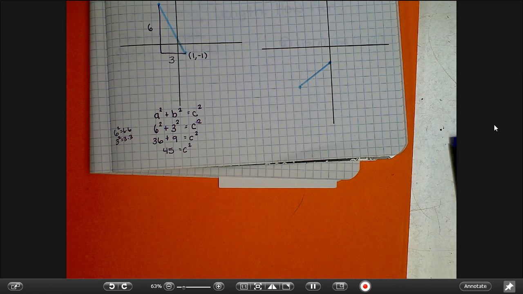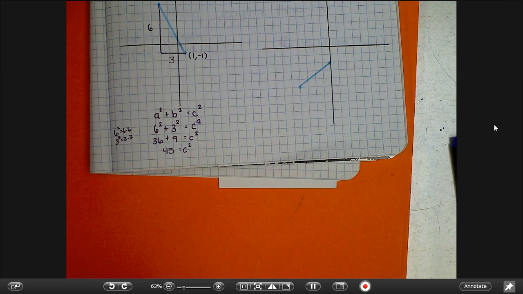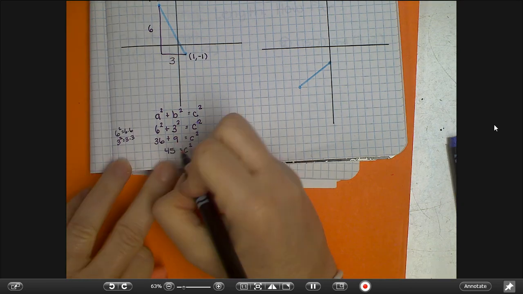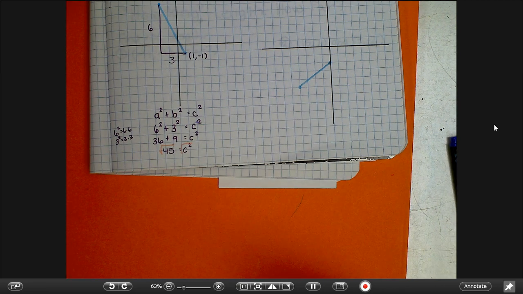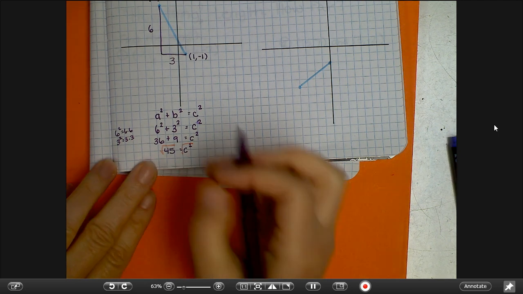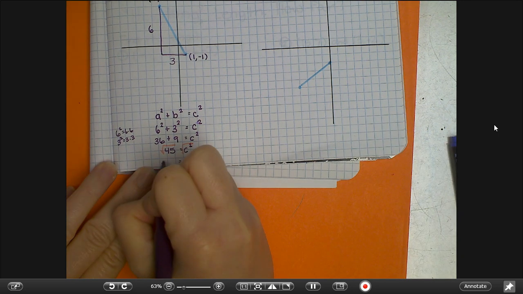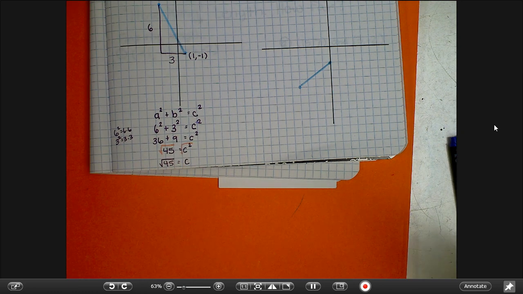Now, one of the weird parts is that we need to get the c alone, but right now we have c times c. So we're going to use the inverse operation, which is the square root. When you take the square root of something squared, you just end up with it. So c squared, the square root of that is c, and the square root of 45. So we're going to leave it like this for now.